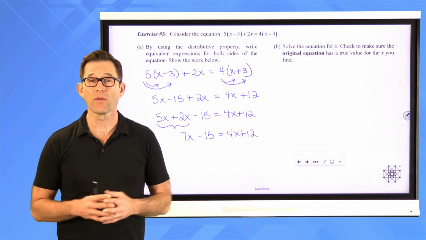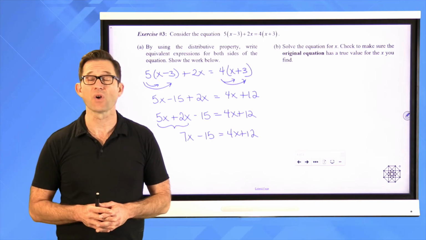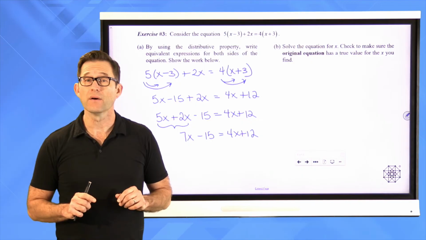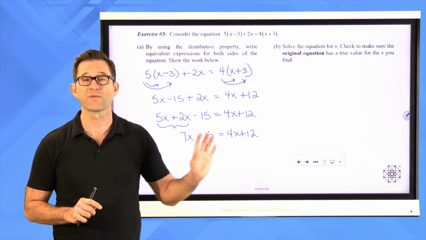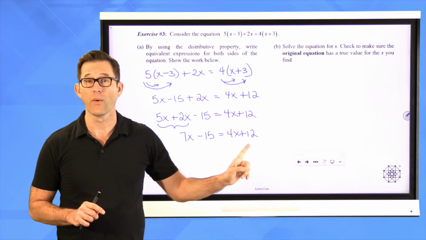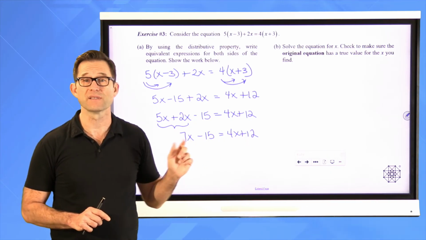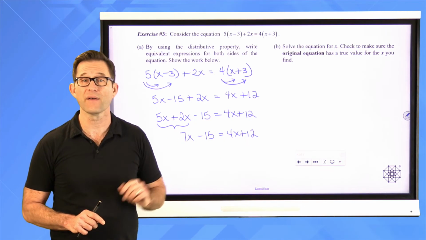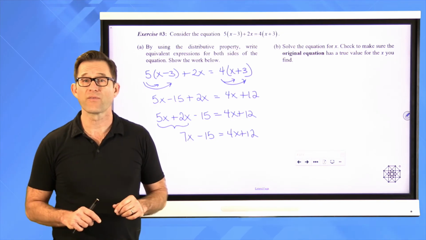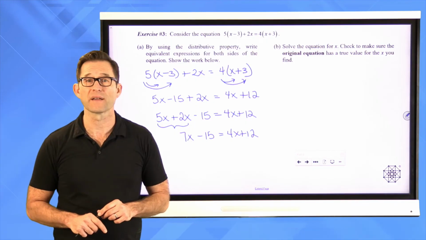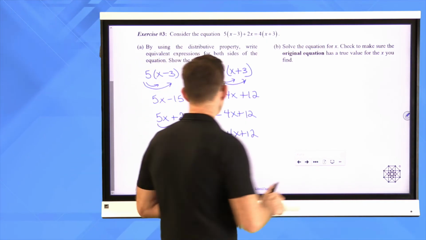In order to tackle that, what I really want is I want the x's all just on one side. To do that, I could either subtract a 4x from both sides, leaving me with no x's on this side, or I could subtract a 7x from both sides, leaving me with no x's on the left-hand side. I'm going to subtract 4x from both sides because I'm going to keep the coefficient on x, the number multiplying x, positive. Here we go.